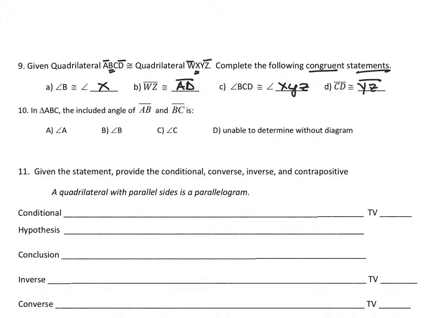And number 10, in triangle ABC, the included angle of AB and BC is. In order to figure this out, let's draw a picture. So drawing out triangle ABC. And then we're looking between segments AB and BC. So right in between segments AB and BC is angle B. So angle B is the included angle. It might be difficult to determine without a diagram, so the key is to draw the diagram, and then we could answer that.